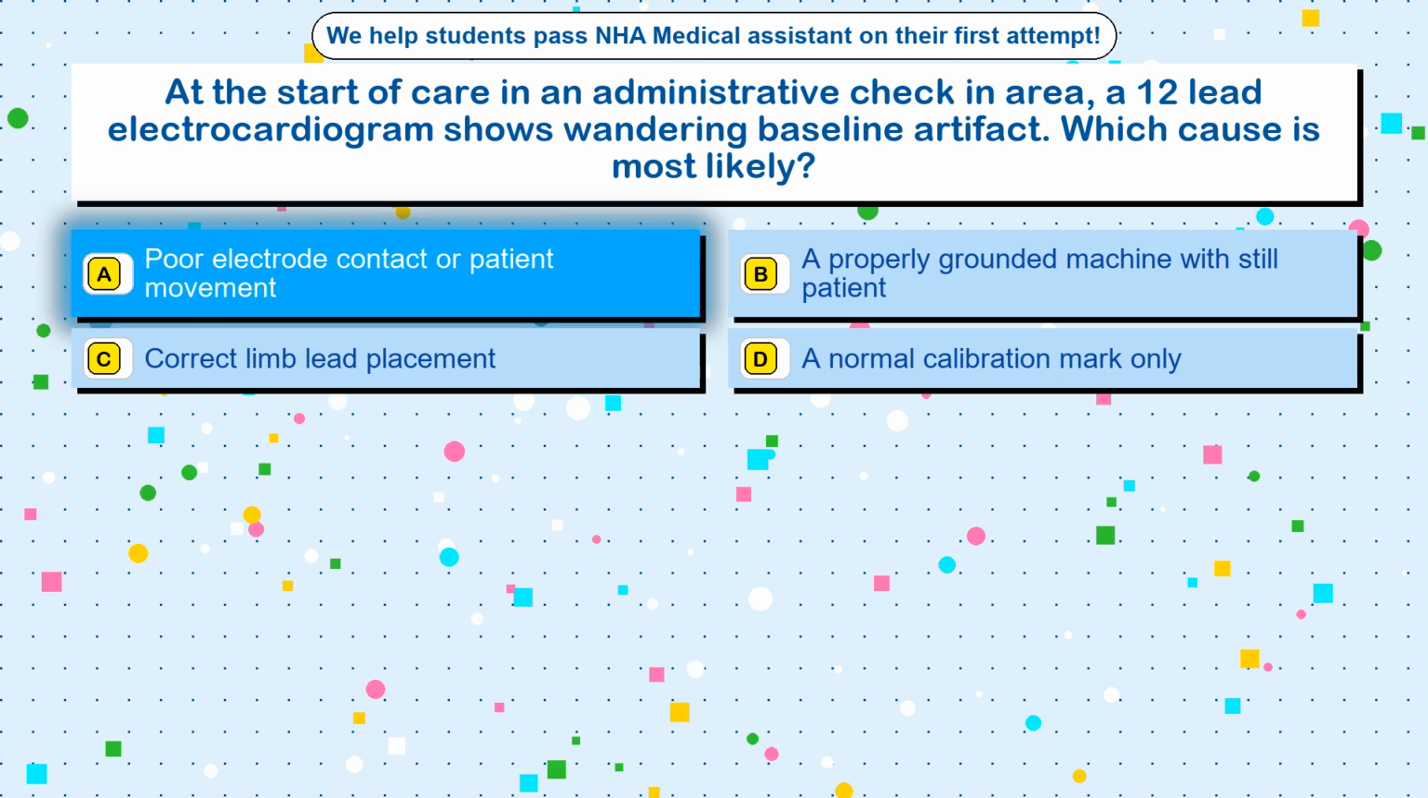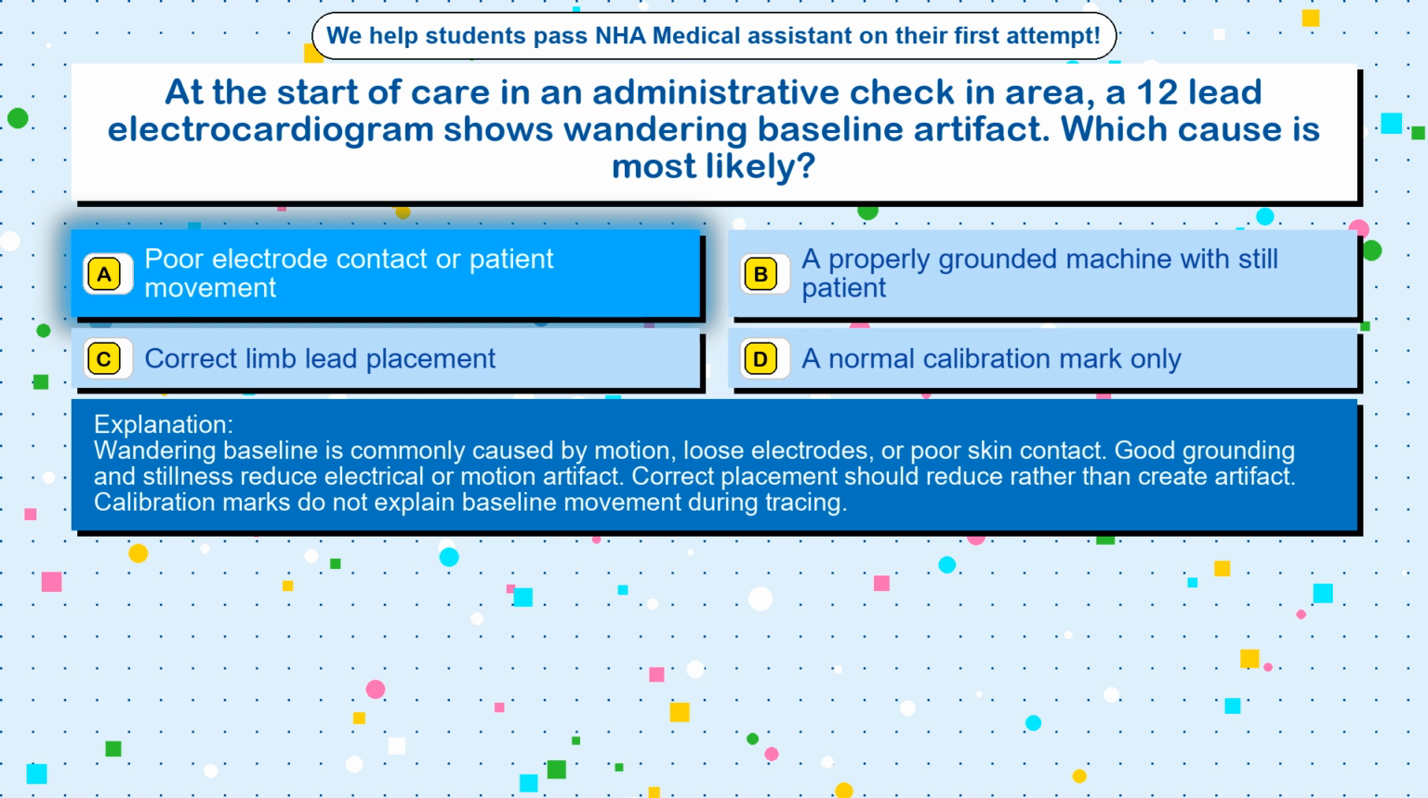The correct answer is option A, poor electrode contact or patient movement. Wandering baseline is commonly caused by motion, loose electrodes, or poor skin contact. Good grounding and stillness reduce electrical or motion artifact. Correct placement should reduce rather than create artifact. Calibration marks do not explain baseline movement during tracing.